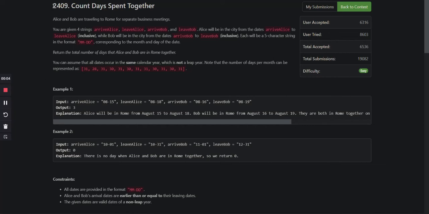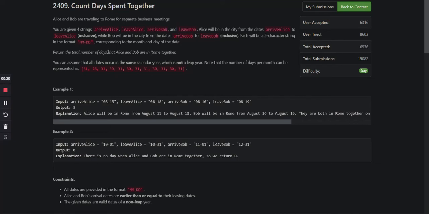So we will be solving today's LeetCode problem. The problem is Count Days Spent Together. Basically, this problem is saying that we have two people, Alice and Bob, and we are given the dates when Alice arrives in Rome and when Alice leaves Rome, and also when Bob arrives in Rome and when Bob leaves.